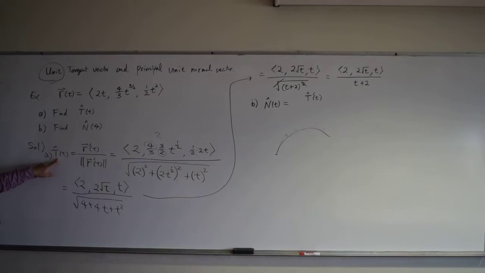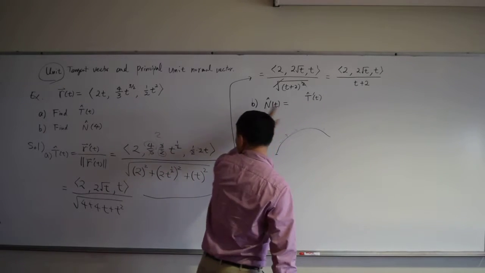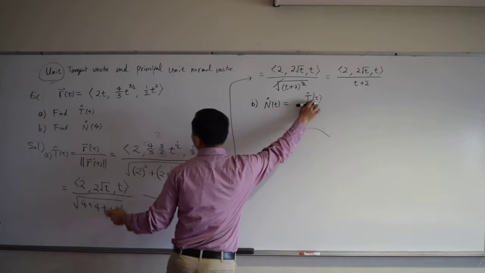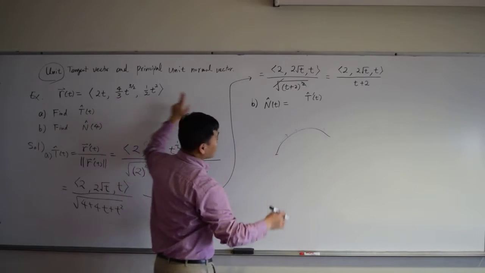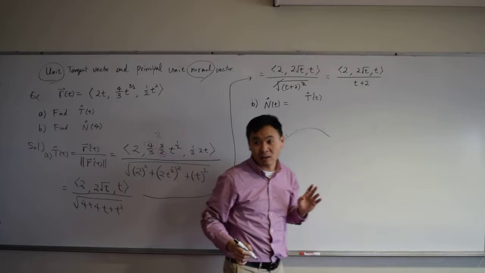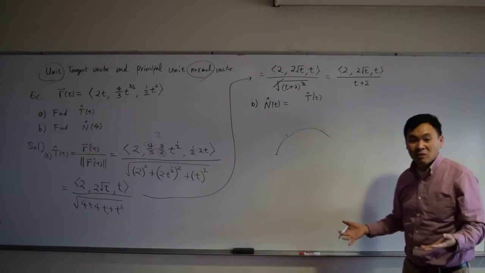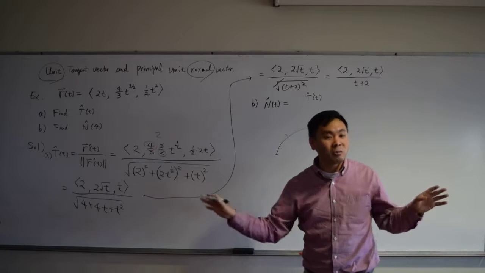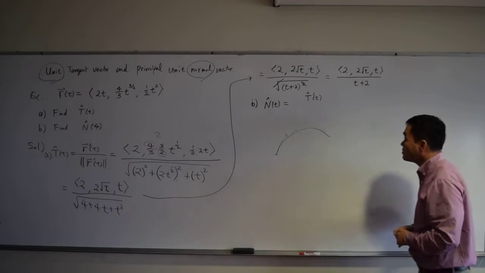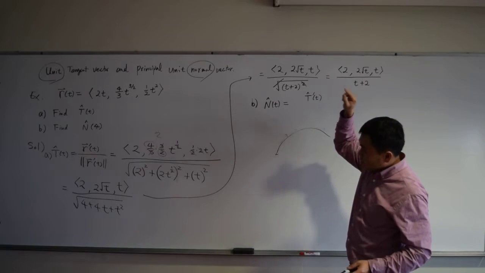Okay? Because T is tangential to the curve, this thing that's perpendicular to T would also be perpendicular to the curve, and that's where this word normal comes from. What does normal mean again? Perpendicular. Right? Orthogonal, normal, perpendicular, 90 degrees, right angles. They all mean the same thing, 90 degrees.